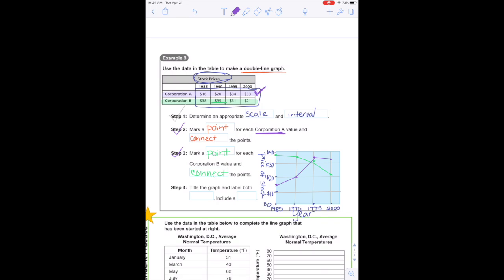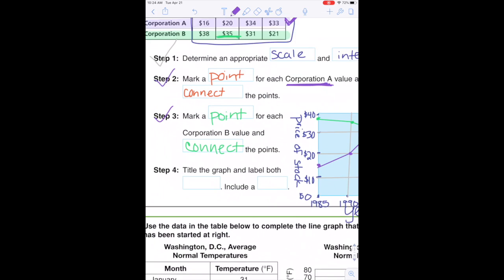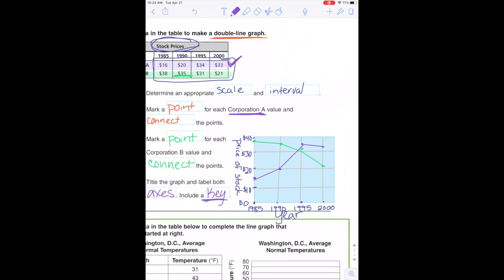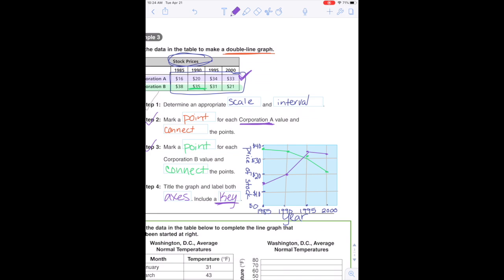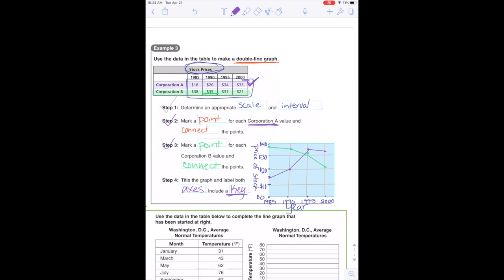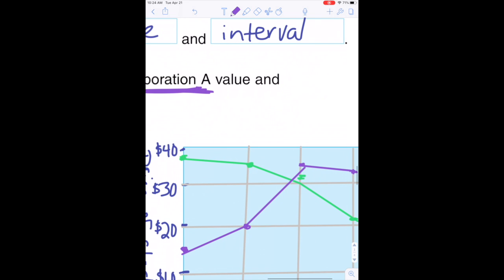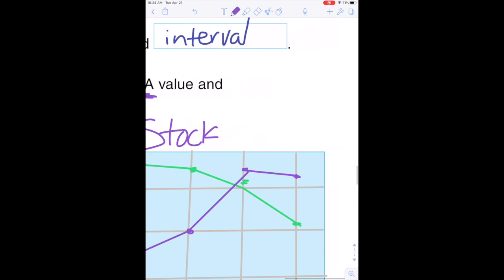Last, we are going to title the graph and label both our axes, which we already did. So that's good. We got that. Include a key. You might be familiar with a key from Miss Krogsing's class. We use a lot of keys with maps. So let's make sure we title it first. We're going to title it Stock Prices.